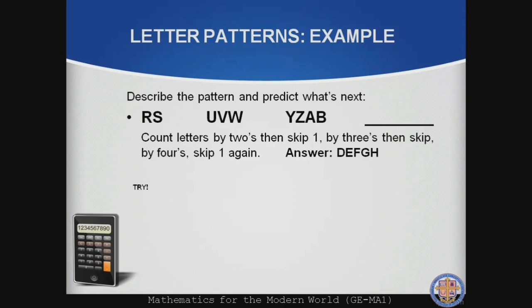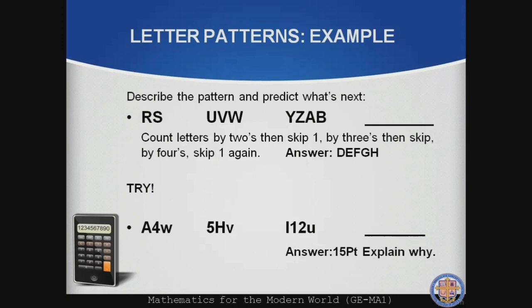Okay? Next one. Let's try this. A4W, 5HV, I12U. So what's the answer? 15PT. Explain why this is the answer. Let us solve. Unlike in our previous example, where we take each set as one, in this case, each set of characters, you will not take as one. You will just compare first the first character in each set.